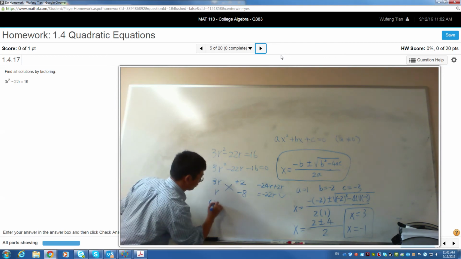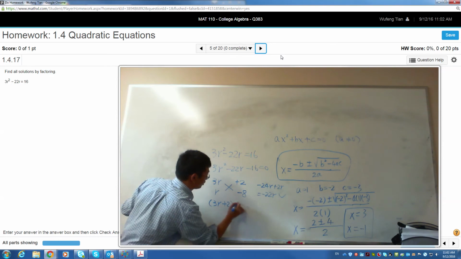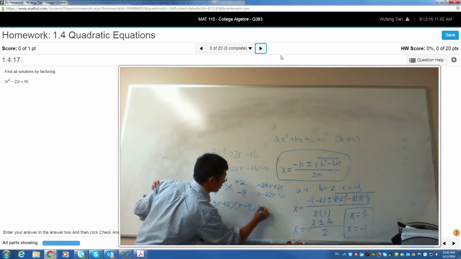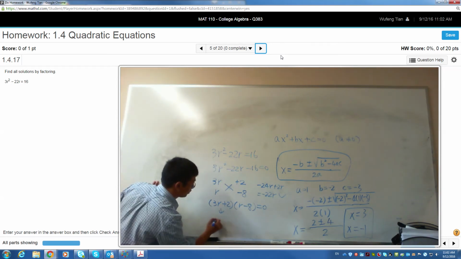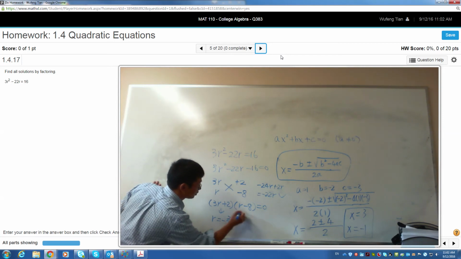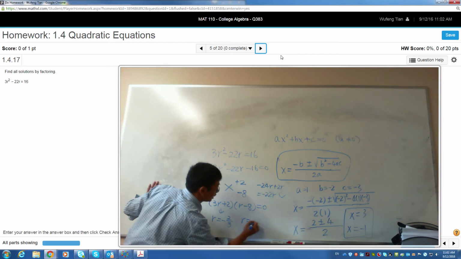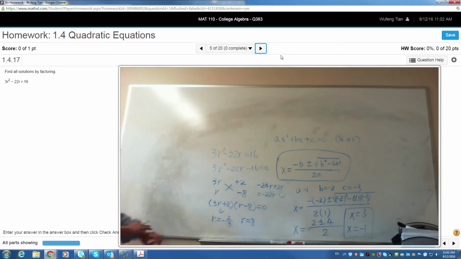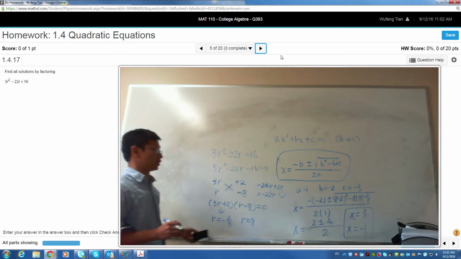So my factor is 3r plus 2, r minus 8 equals 0. From here I can solve 3r plus 2 equals 0, so r equals negative 2 over 3. And r minus 8 equals 0, so r equals 8. Okay, this is how you solve this equation.